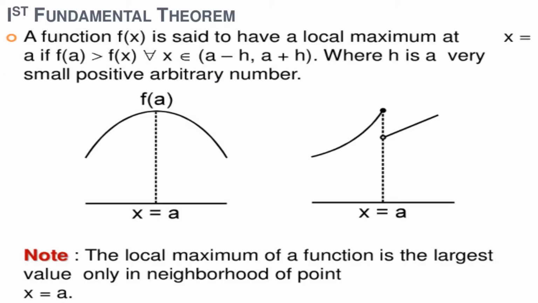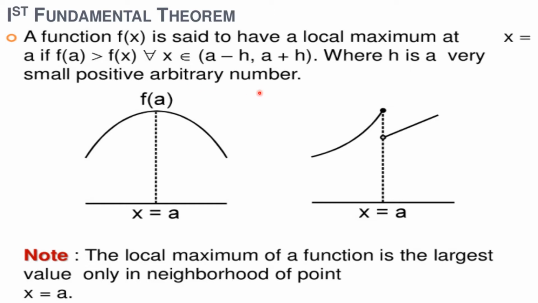Right. Now come to the first fundamental theorem. Let us see what the first fundamental theorem says. A function f of x is said to have a local maximum at x equal to a if f of a is greater than f of x for all x belongs to the open interval (a minus h, a plus h), where h is a very small positive arbitrary number.